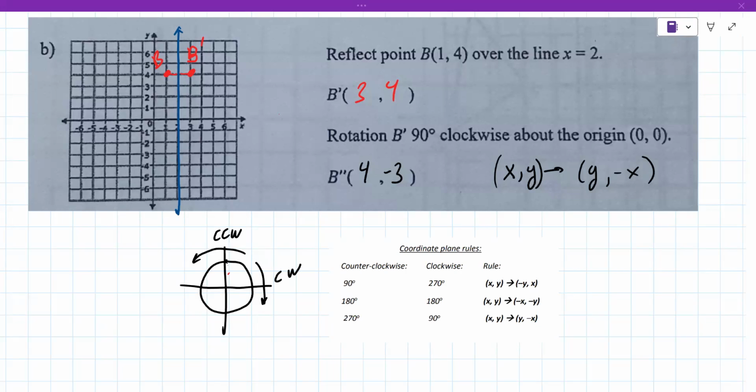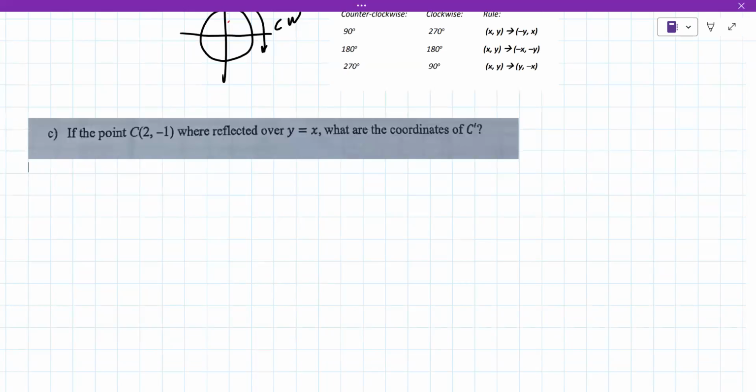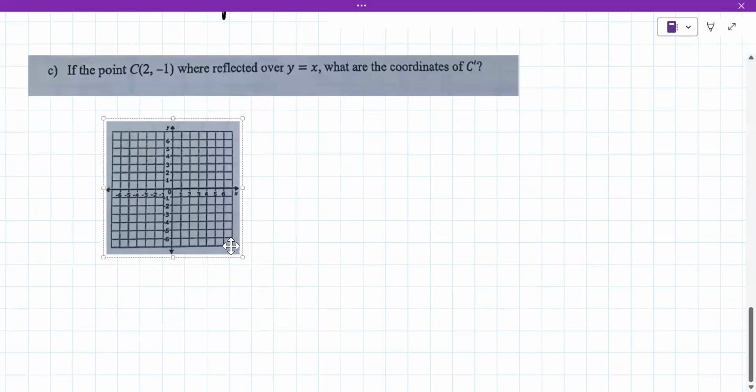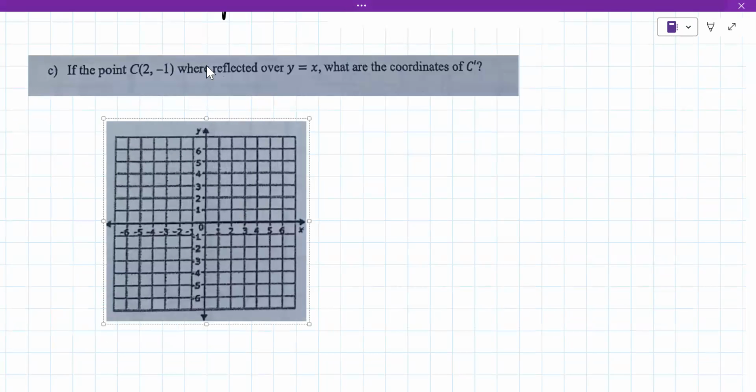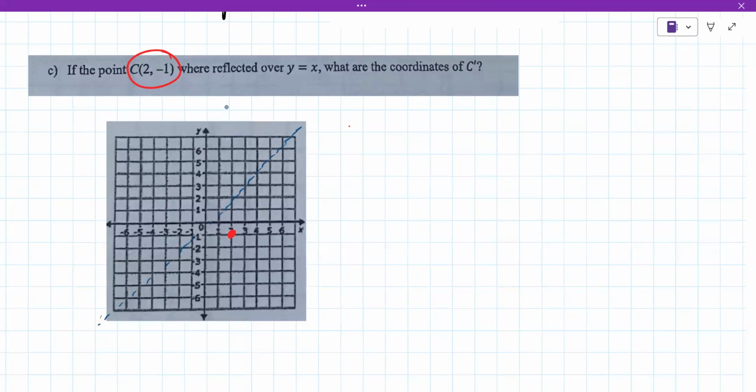Okay, here's another one for us to do. Part C. And I'm going to snip in a new graph again, just because it'll make it easier to explain if we need to. Sometimes I think graphing is really important. I'm very visual. I think visual stuff really helps when you're learning. So here's the point (2, -1) right there. That's C. And it's reflected over this line, y equals x.